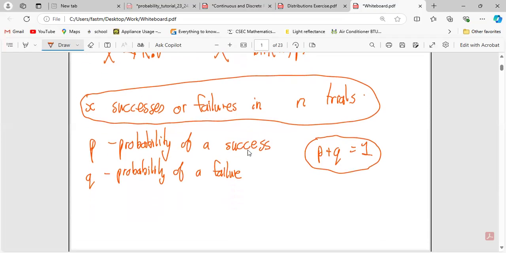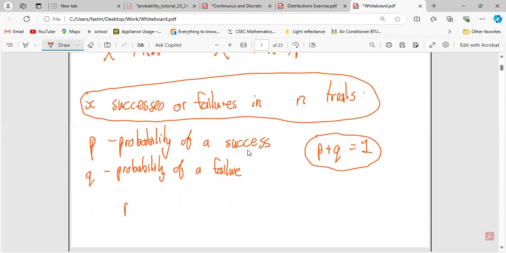So the equation for it: the probability that X is equal to x, which means the probability of you succeeding x amount of times, is nCx, which is the combination, times p, which is the probability of success, to the power x, times q to the power n minus x. Right, so you can do this in a calculator.